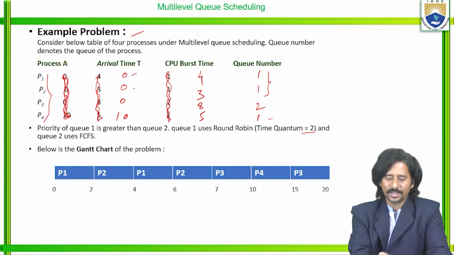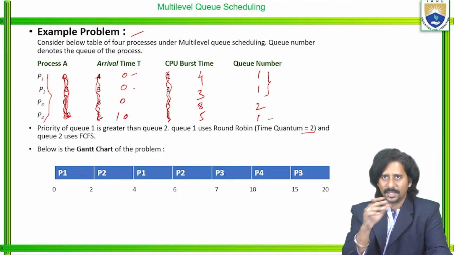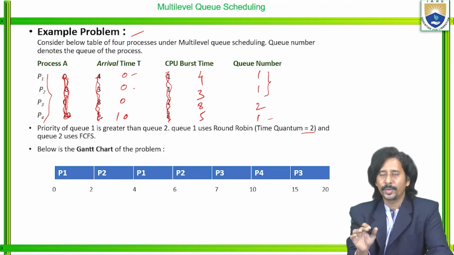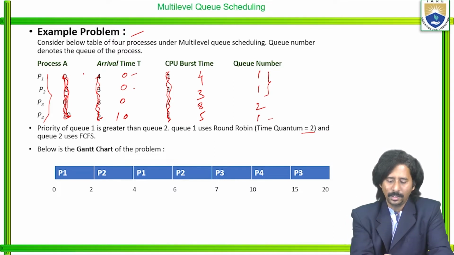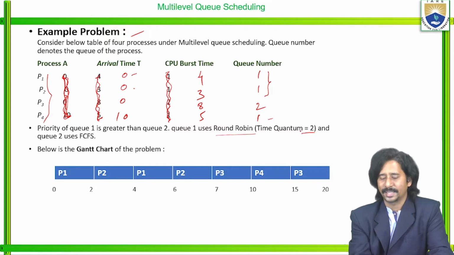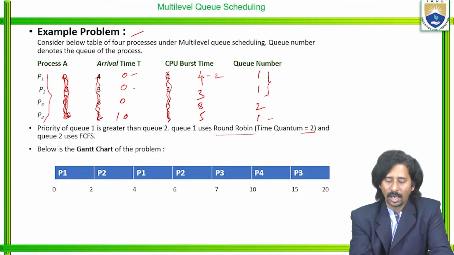So what is the first process? According to the multi-level queue scheduling algorithm, it is whatever process comes under Q1. Here the burst time of P1 is 4 milliseconds. This Q1 uses the round robin algorithm. So what is the time quantum? 2 milliseconds. Within that 2 milliseconds, P1 is executed.